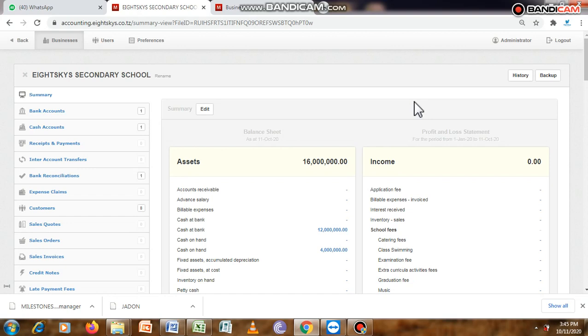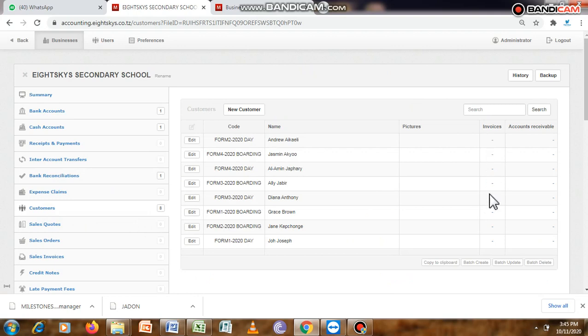But why should we capture fee structure? It's very important to capture fee structure in this accounting system because we will be issuing invoices to these students. When we click here, we can see these are the students. On the invoices column, you can see everyone is dash dash, which means we have not yet issued any invoice to these students. We cannot issue invoices if we don't have a fee structure. So what we're going to do now is set our fee structure in this accounting system.